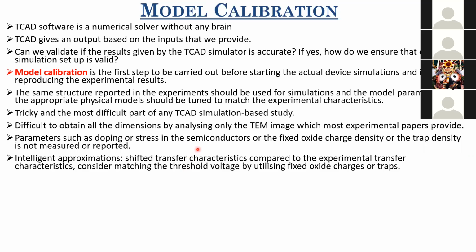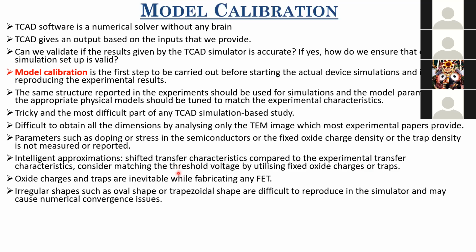So if you want to calibrate in case you are finding a shift in the transfer characteristics, you can do that by introducing fixed oxide charges or traps in your simulations. Then you can tune the density of these traps or their location in the energy band in order to reproduce the experimental characteristics. As I said, these are inevitable while fabricating any FET.